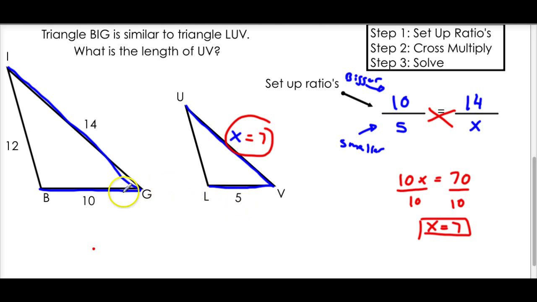Well, 5 is half of 10, right? So that ratio makes sense to us. And then 7 is half of 14, so the ratios are the same. We did it! We're so smart.